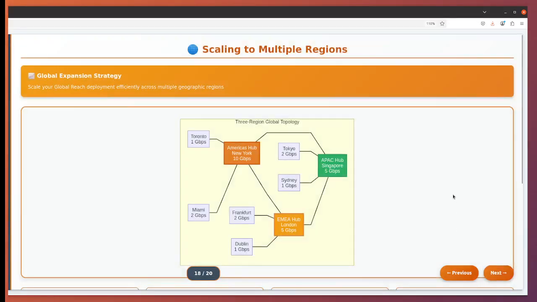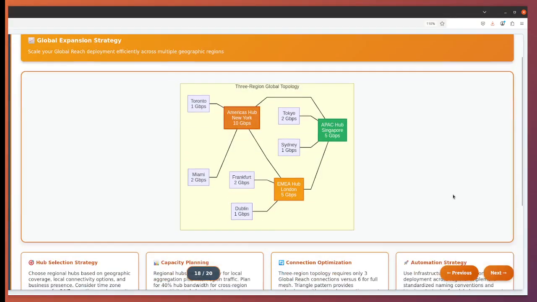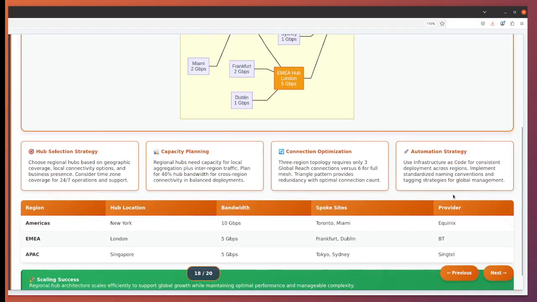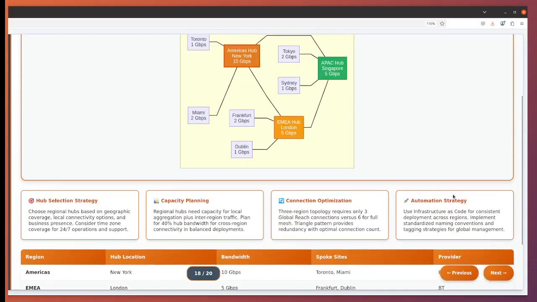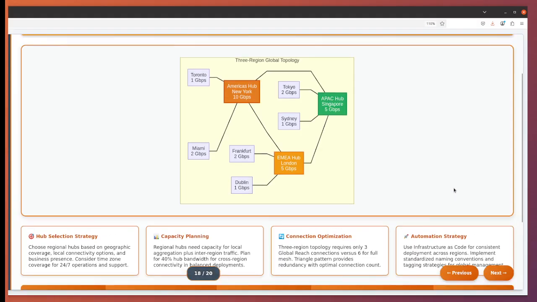Scaling to multiple regions. As your organization grows globally, scaling global reach requires strategic planning for optimal topology and performance characteristics. The multi-region topology shown demonstrates how to expand from our initial New York-London setup to include APAC operations with Singapore as the regional hub.